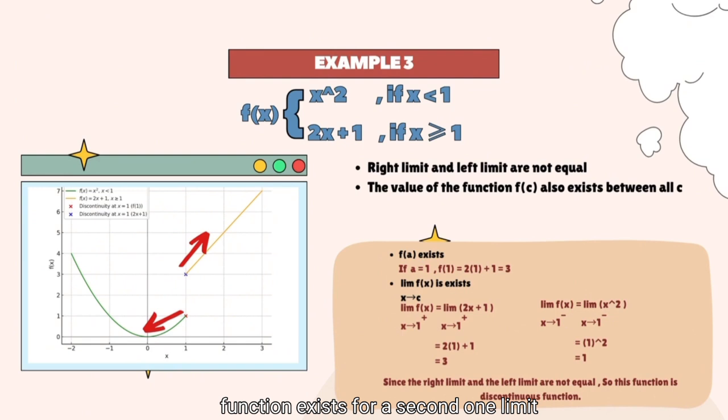For the second one, limit at x equal to 1. For the left hand limit, we substitute x equal to 1 into the function f(x) equal to x squared, and we get the answer 1. For the right hand limit, we substitute 1 into the function f(x) equal to 2x plus 1, but we get the answer 3. Since the limit for the left hand and the right hand are not equal, the overall limit does not exist. So the function is discontinuous at x equal to 1 because the left and right limits are not equal, causing a jump in the graph.